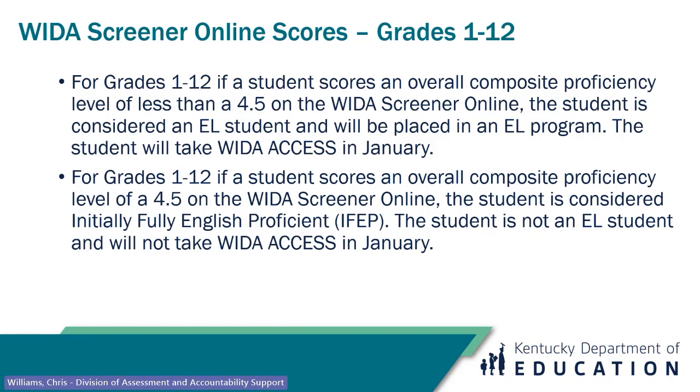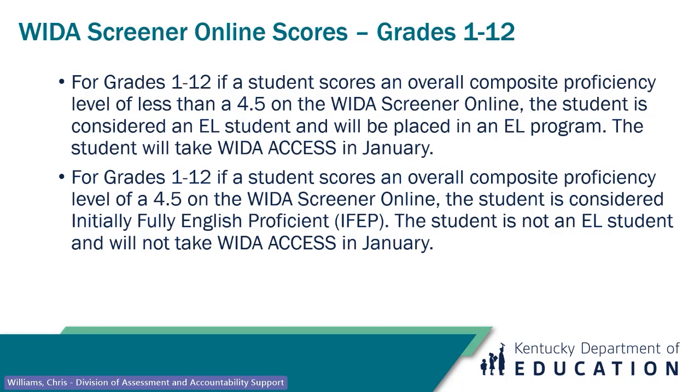Now, for the WIDA screener online scores, once you get those, you're going to look at the overall composite. If it's an overall composite of less than 4.5 on the WIDA screener online, the student is considered an EL student and will be placed in the EL program. And then the student will take WIDA Access in January.